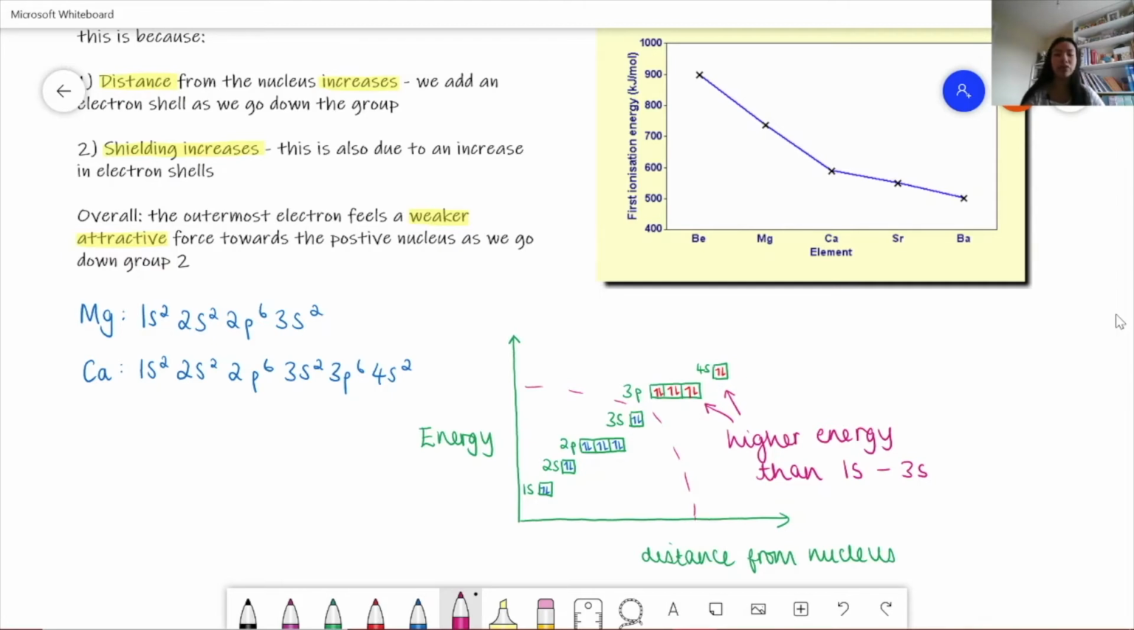And so these electrons are much easier to remove compared to everything which is below this pink line. And so if we wanted to remove one of these electrons, which is what we're trying to do to obtain the first ionization energy, then it's very easy to remove because there's more shielding from the attractive nucleus, and also the distance between this electron and the nucleus has increased. And so it feels less of a force towards the positive nucleus, and so it's easier for us to remove and it takes less energy. And so we have a lower ionization energy required to remove it.